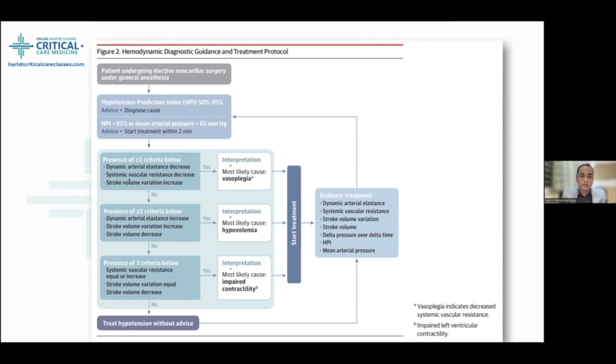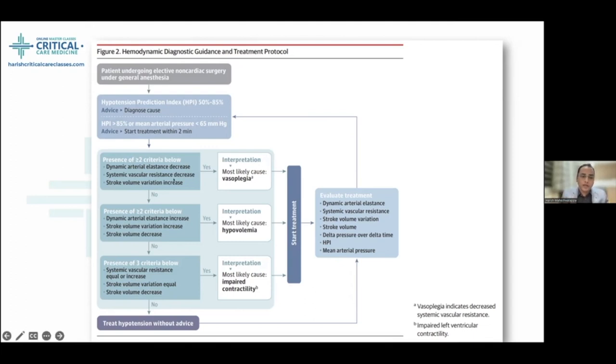So what we need to do: presence of 2 or more of the criteria mentioned below. Dynamic arterial elastance is decreasing, meaning EA dyne is low. Systemic vascular resistance is decreasing, meaning SVR is low. So he's having significant peripheral vasodilatation, a distributive shock, because his SVR is very, very low. And stroke volume variation is increasing, meaning the SVV cutoff value is more than 12% and the optimal conditions are satisfied for believing the SVV or PPV. Then the cause of the hypotension is vasoplegia, meaning he's having significant peripheral vasodilatation, some sort of distributive shock. We need to start him on norepinephrine.